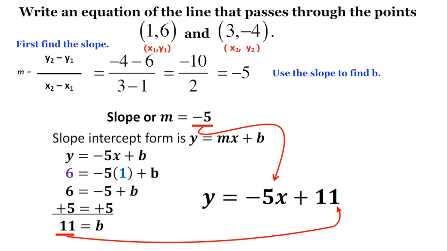Check your answers. So again, on this one, I had to choose one. I just chose this one. I could have chosen this one. It would give me the exact same answer. It'd still give me a b of 11, or 11 for b. So that would still give me the same answer here.